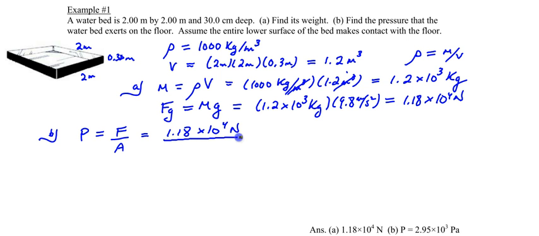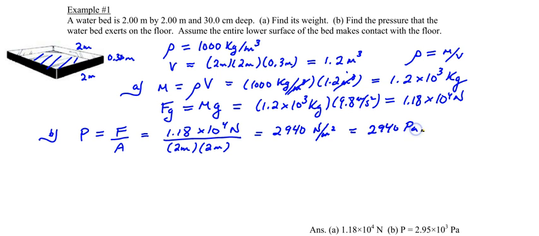You just have to divide by the cross-sectional area of the floor. That's this area in here. So that's 2 meters by 2 meters, which is really 4 meters squared. So if you multiply that out, or actually divide that out, you're going to get really around 2,940 newtons per meter squared, or 2,940 pascals. So I've got a little bit of error here. I wrote 2.95, but it should be 2.94.